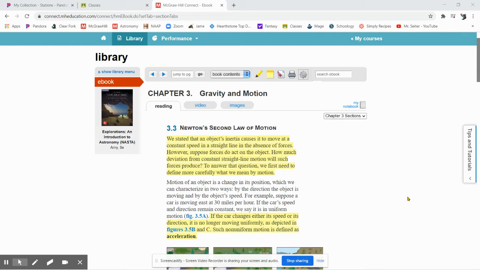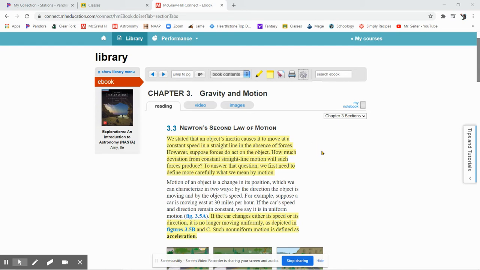All right, we stated that an object's inertia, remember the law of inertia: what's in motion stays in motion, what's at rest stays at rest. If it's in motion, it's going to move in a straight line unless a force acts on it. So we stated that an object's inertia causes it to move at a constant speed in a straight line in the absence of a force.